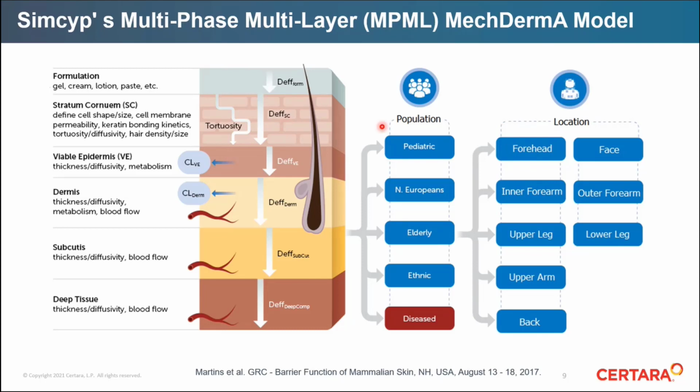And these models are then parameterized based on different populations. So the model has been parameterized for pediatric, where there are ontogeny functions built in, North European, Caucasian, elderly, ethnic, and a disease population as well. In addition, you can imagine that the skin on your hand could be completely different from the skin on your forehead. So there are different application sites within the MPML MechDermA model that one can use to approximate the physiology of that particular site. So that's in a nutshell the MPML MechDermA model.